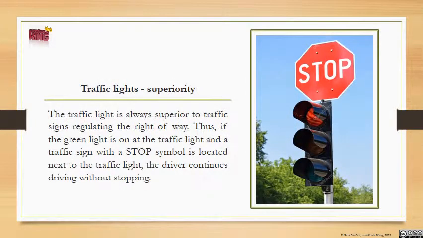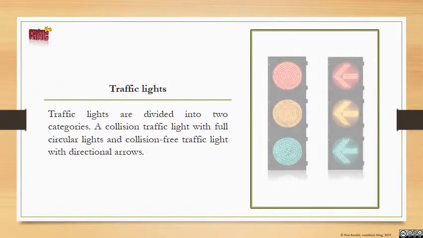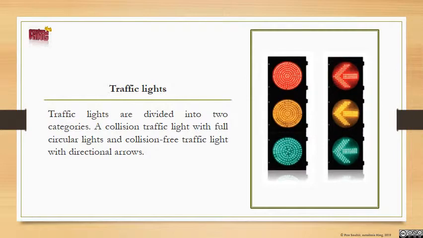The traffic light is always superior to traffic signs regulating the right-of-way. Thus, if the green light is on at the traffic light and a traffic sign with a stop symbol is located next to the traffic light, the driver continues driving without stopping. Traffic lights are divided into two categories: a collision traffic light with full circular lights and a collision-free traffic light with directional arrows.